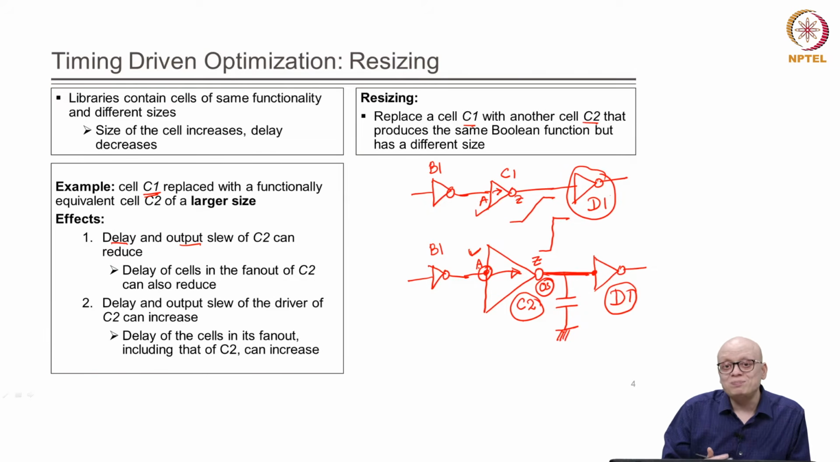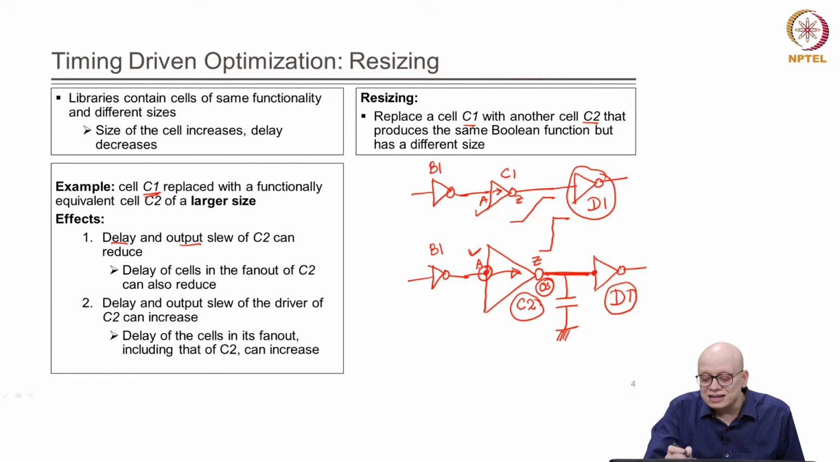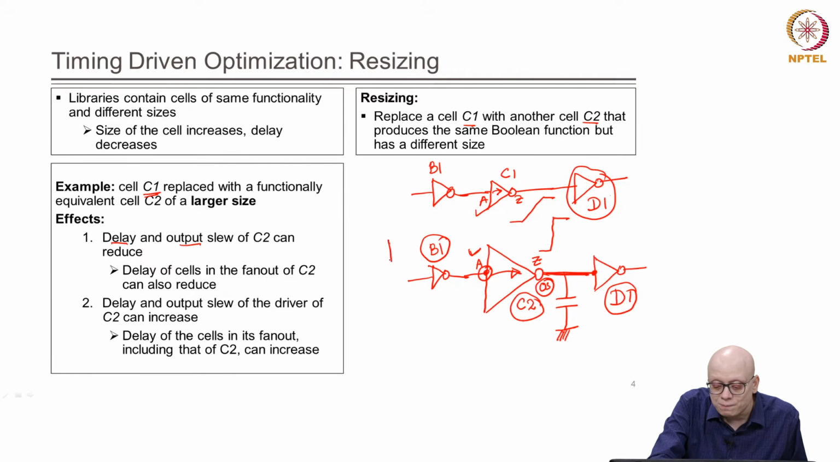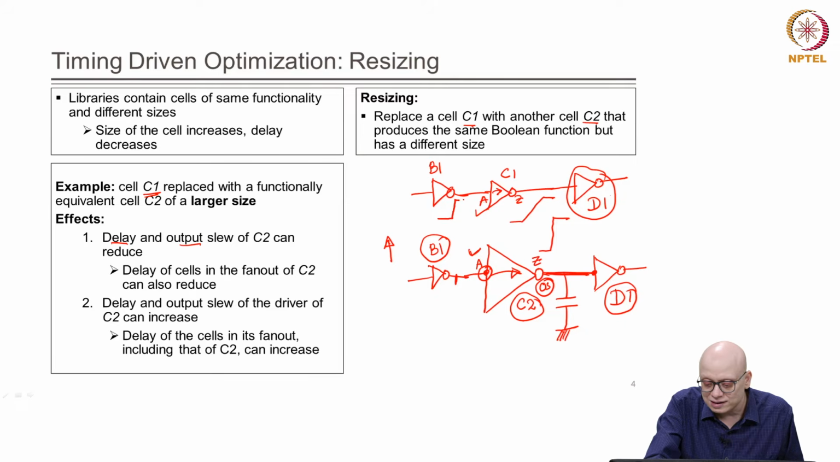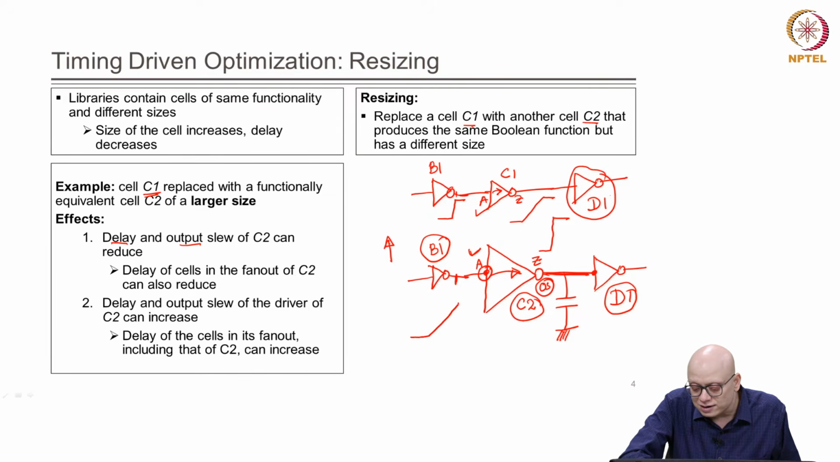And therefore, what do we expect? We expect that the delay of B1 will go up, right. Delay of B1 will go up. Why? Because delay is a function of load and input slew. Since the load has increased on B1, the delay of B1 will increase, right, and also the output slew of B1 will increase, right. Suppose here the B1 signal was rising like this at the output. After we have resized, its slew will increase and it will rise at a slower rate, right.